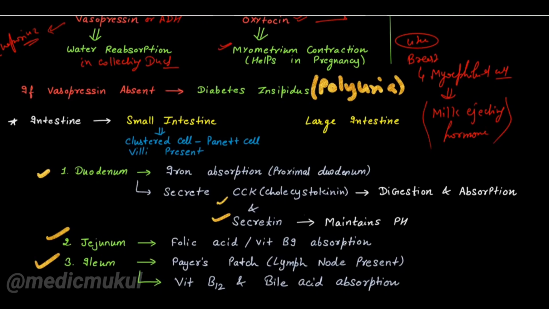Cholecystokinin is involved in motility, digestion and absorption, and secretin helps in maintaining the pH of the intestine.